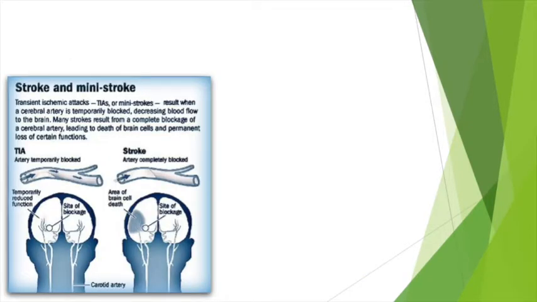Cerebrovascular disease can be divided into cerebrovascular accident or stroke and transient ischemic attack or mini-stroke. During a cerebrovascular accident, an area of the brain dies due to an arterial blockage. This leads to a permanent loss of certain functions. During a transient ischemic attack, blood flow to an area of the brain is temporarily blocked. This leads to a temporary reduction in certain functions.